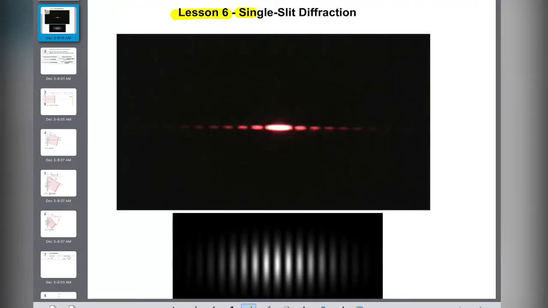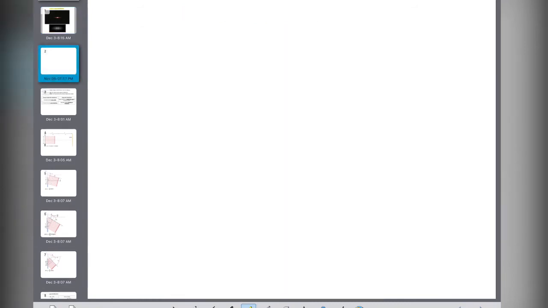So today's lesson 6, single slit diffraction. Last class we talked about the Young double slit. If we review quickly some of the diagrams, the key thing is I need you to know the difference between a single slit and a double slit. So let's just review a double slit.